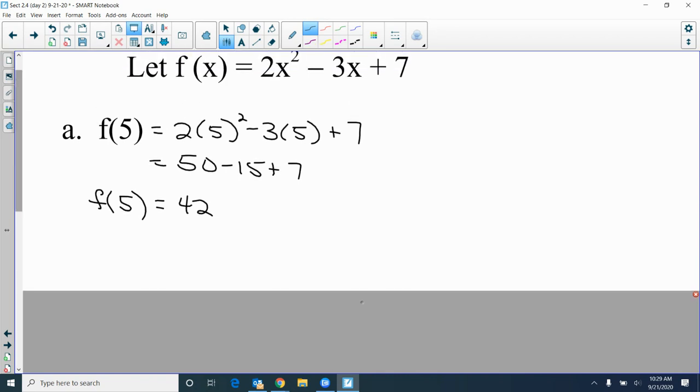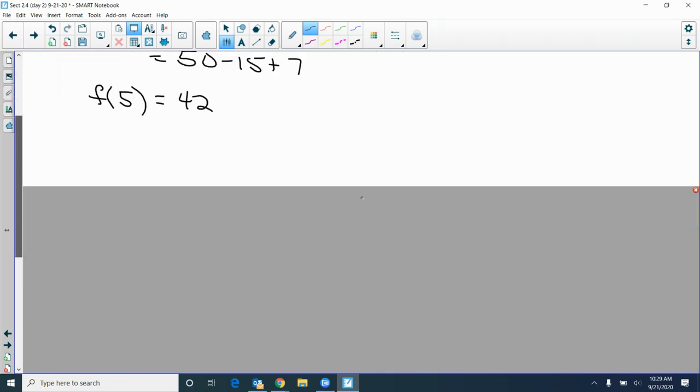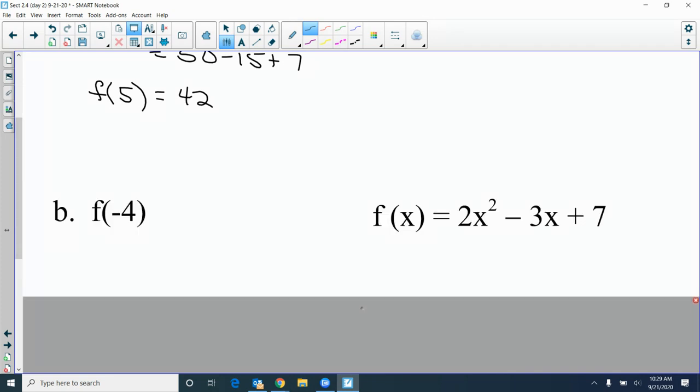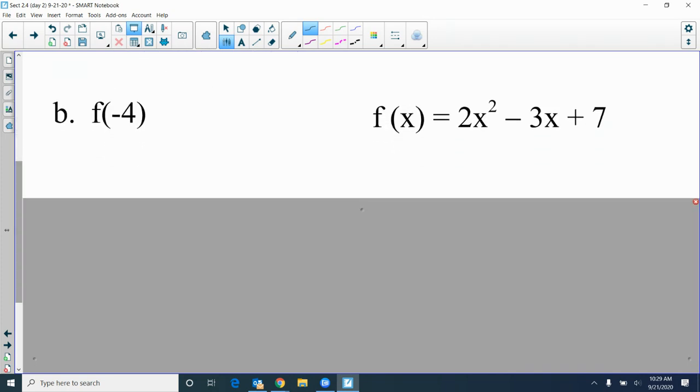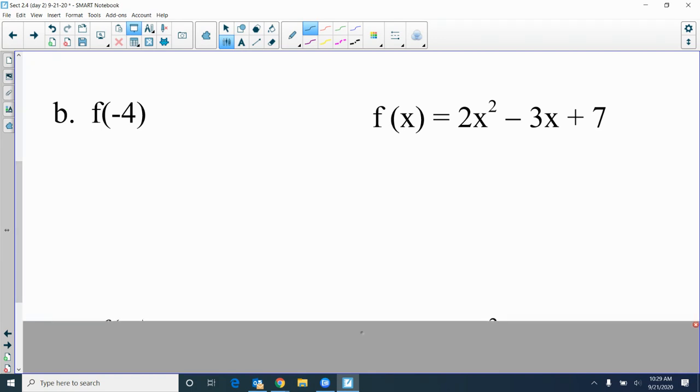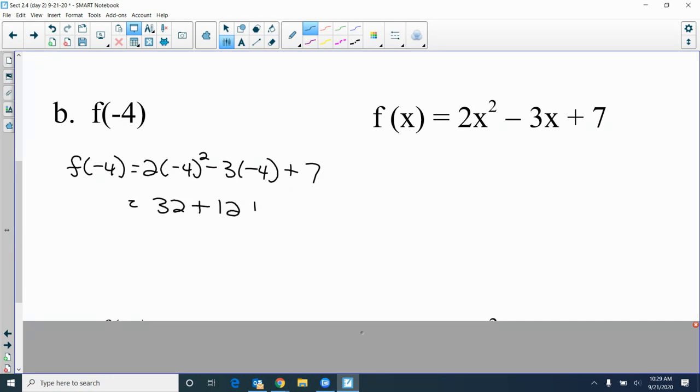Anytime you have a function you're asked to evaluate, you substitute in whatever is in parentheses. All right, substitute in -4, see what you get. Just be careful, don't make any errors there. So plug in -4, same function. And so f of -4 equals 2 times -4 squared minus 3 times -4 plus 7. That is positive 16 times 2 is 32 plus 12 plus 7. Looks like I got 51. So f of -4 equals 51.